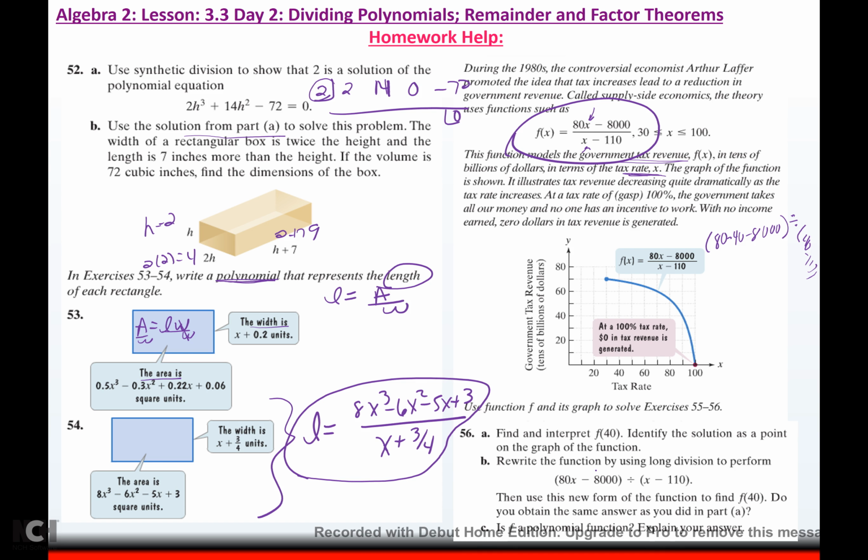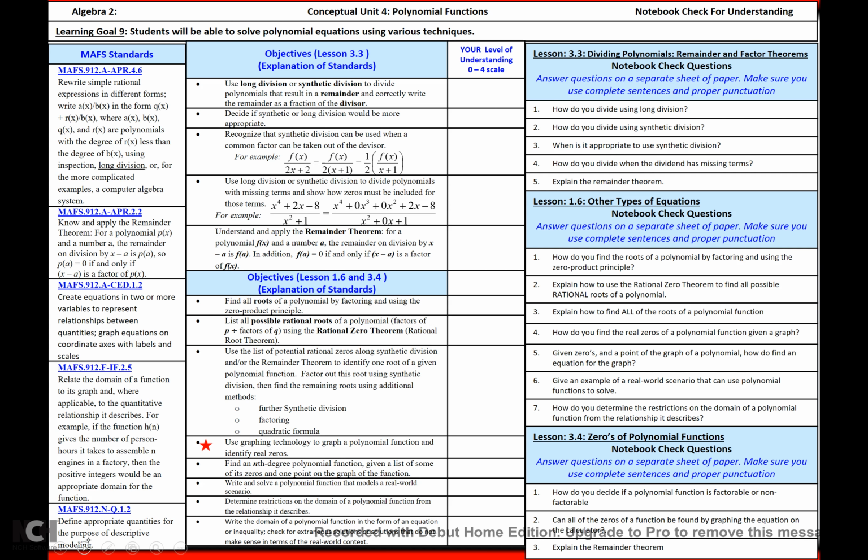B says rewrite the function by using long division. So they want you to do long division on this. Then use the new form to find f of 40. So once you depress this down, once you do division, and you're going to take it down to just a constant, find f of 40, and then just see if you obtain the same answer. Okay? And it says, is f a polynomial function? Explain your answer. Well, look at the graph and see if it passes the vertical line test.